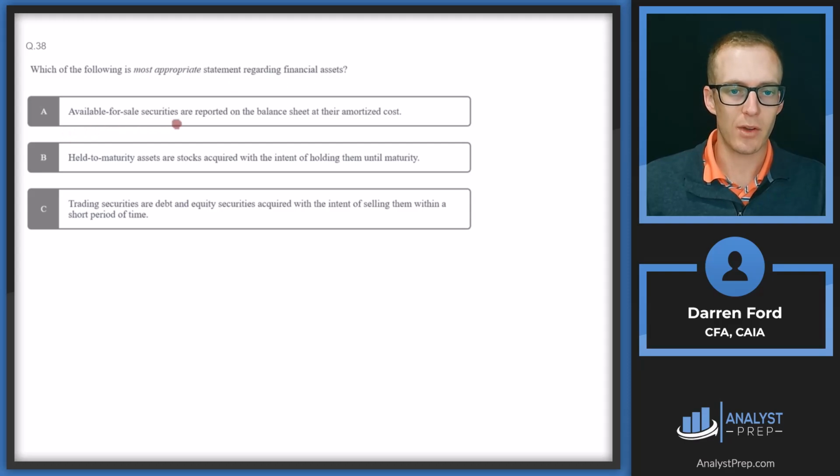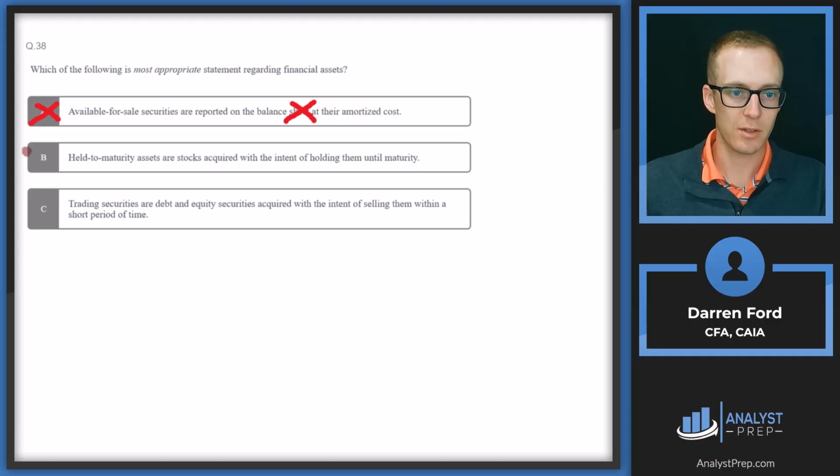A, available for sale securities are reported on the balance sheet at their amortized cost. This is going to be incorrect. They are held at fair market value if they're available for sale, not amortized cost. Rule out A. B, held to maturity assets are stocks acquired with the intent of holding them to maturity.